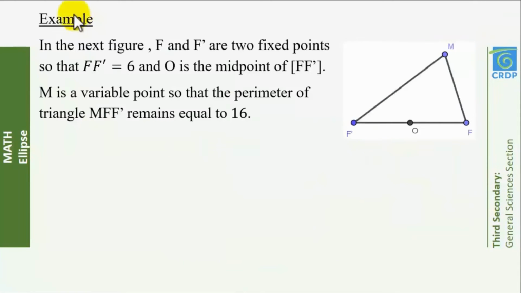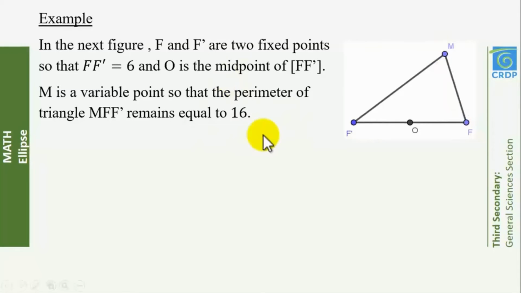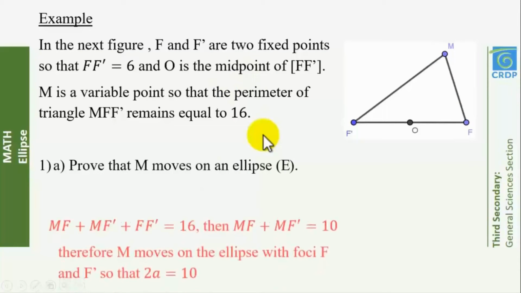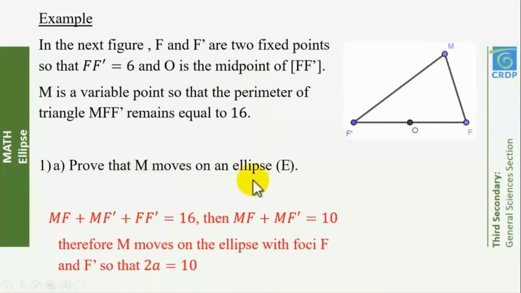Let's move to an example. In the next figure, F and F prime are two fixed points, so that FF prime equals 6 and O is the midpoint of segment FF prime. M is a variable point so that the perimeter of triangle MFF prime remains equal to 16. Prove that M moves on an ellipse E.